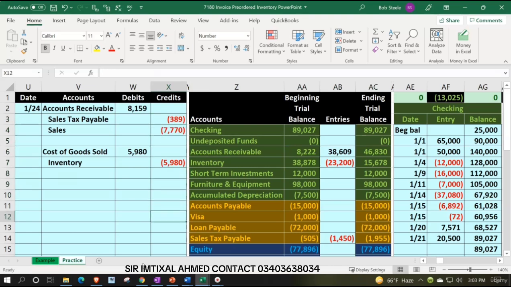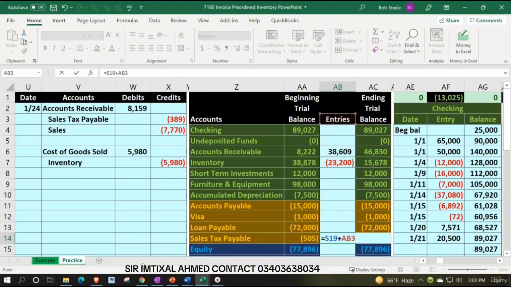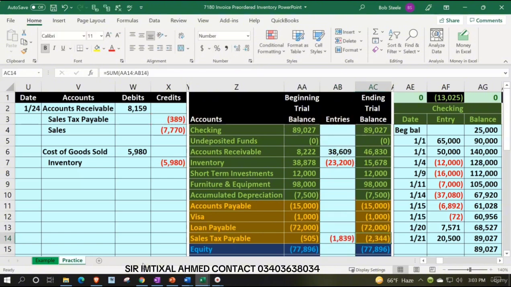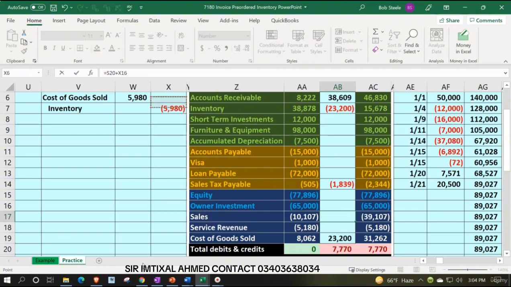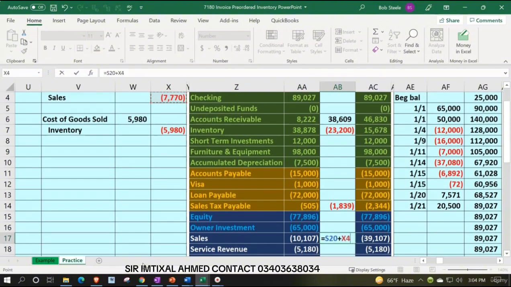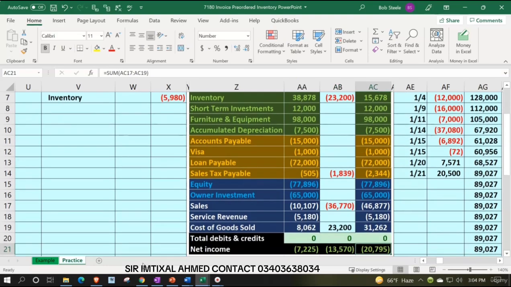Sales tax is the next one. That's going to be down here in the liability area. We're in AB14, F2 plus F2. Scrolling on up to that 389. So now we're up to that 2,344. Next, we're going to the sales. That's in our income items. We're in AB17, F2 plus F2. Picking up the sales item at the 7770. We're up to the 46,877. That's going to have an impact on the net income as well.